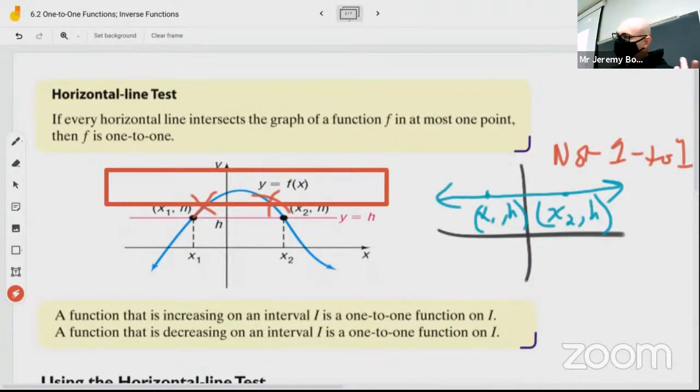Now, there is, I guess that was not a function, so we don't have to worry about it. Yep. I was thinking of a vertical line, but a vertical line is not a function, so we don't have to worry about it.